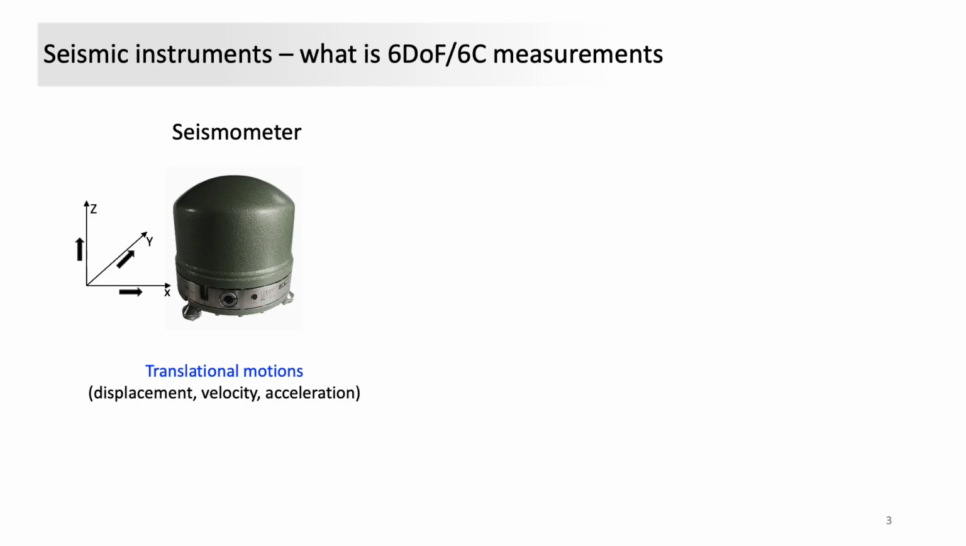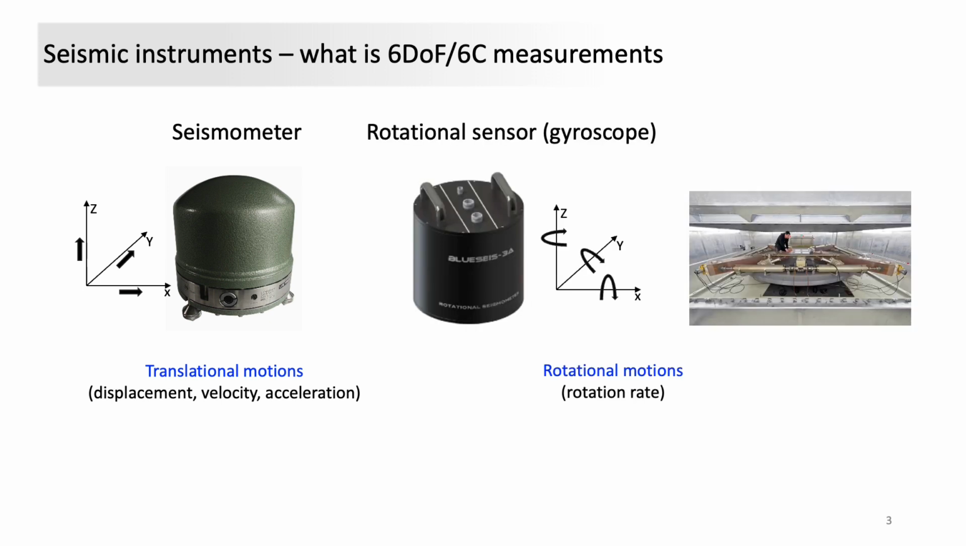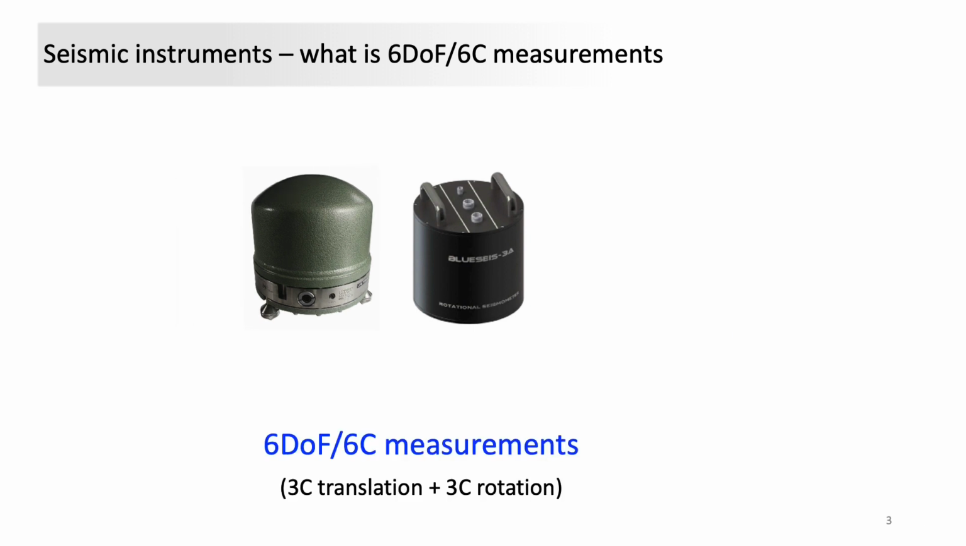First of all, what is 6-component measurement? Modern seismic observations are mostly carried out with seismometers, which mainly record 3-component translational motions. However, ground shaking or structural vibrations caused by natural or anthropogenic sources will not only generate translational motions, but also 3-component rotational motions. With the availability of new seismic instruments, we now can record both translational and rotational motions simultaneously and accurately. If we co-locate one traditional seismometer and one rotational sensor, or we simply integrate them into a single instrument, that is a so-called 6-component or 6-degree of freedom measurement.